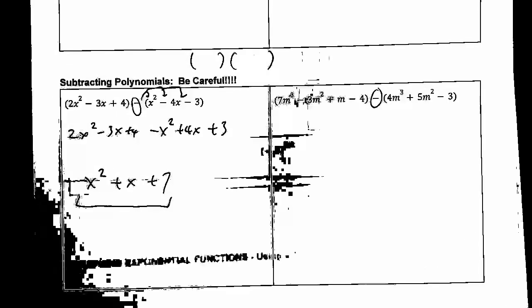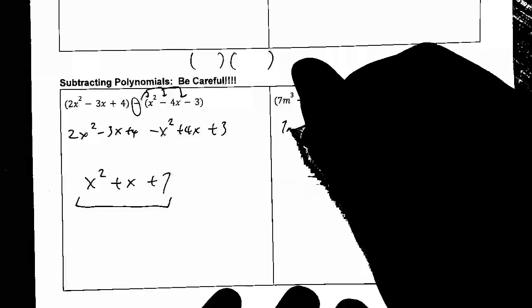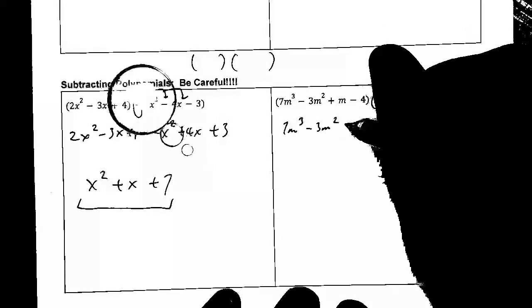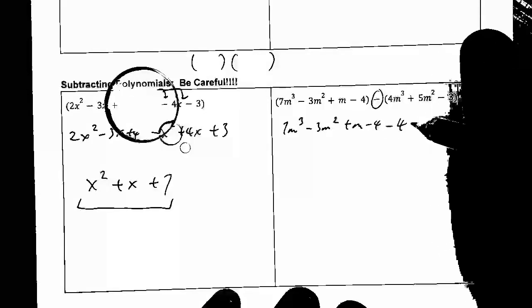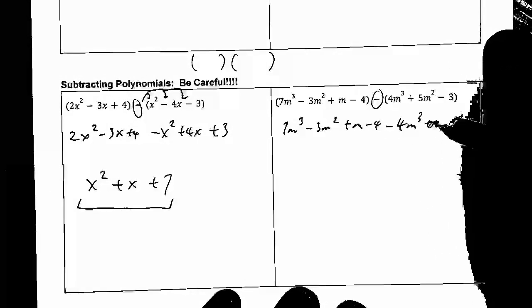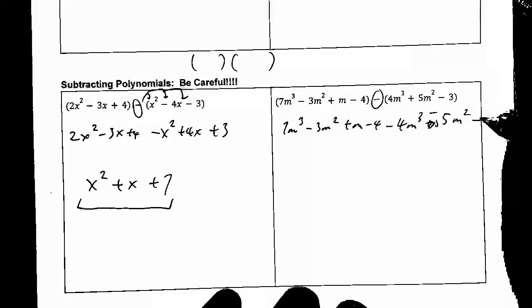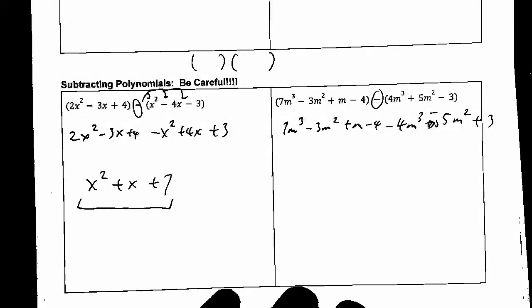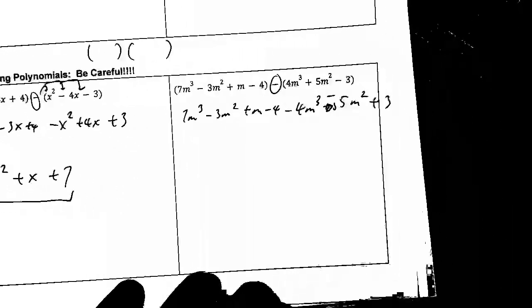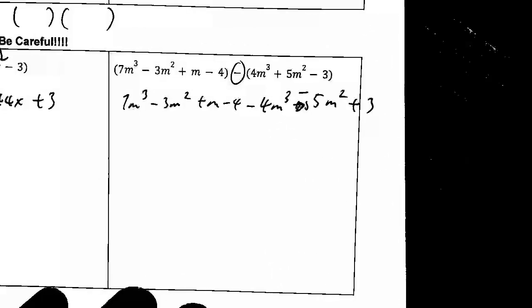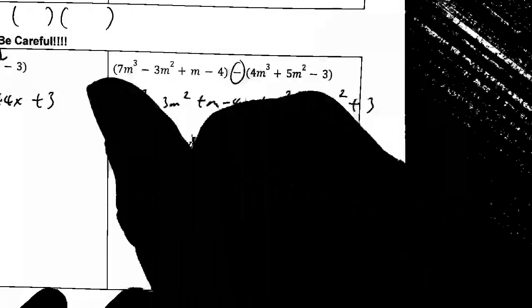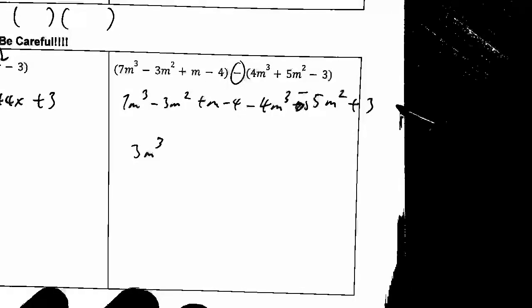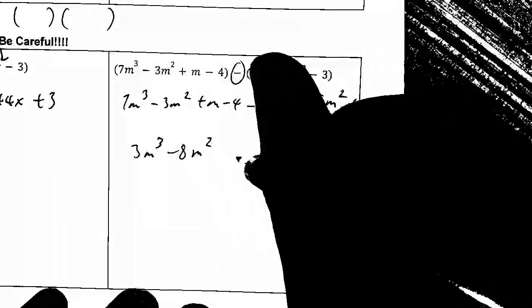Okay, last one. We distribute: 7m cubed minus 3m squared plus m minus 4, minus 4m cubed plus 5m squared plus 3. What do we get? All I did was distribute that negative. 3m cubed minus 8m squared plus m minus 1. Good.